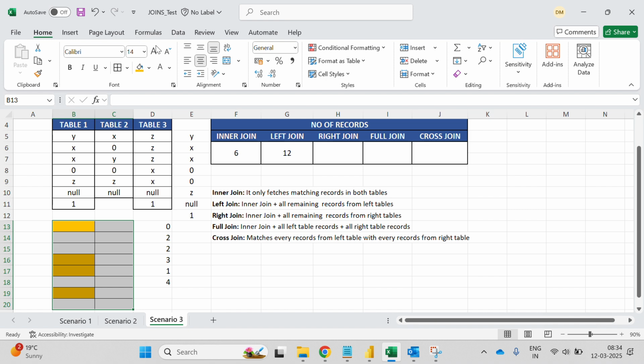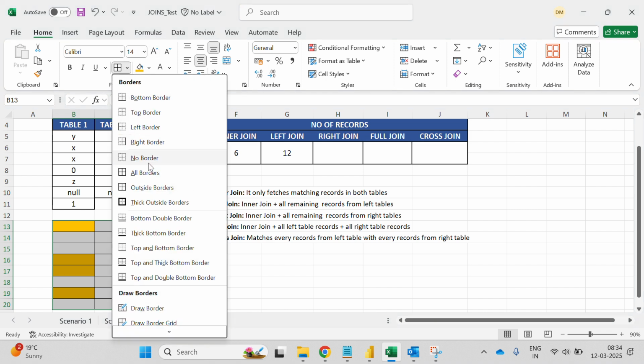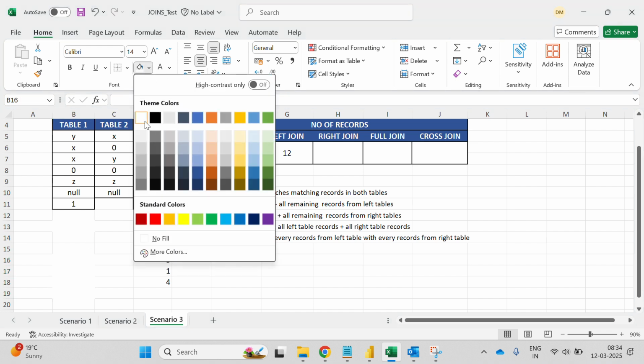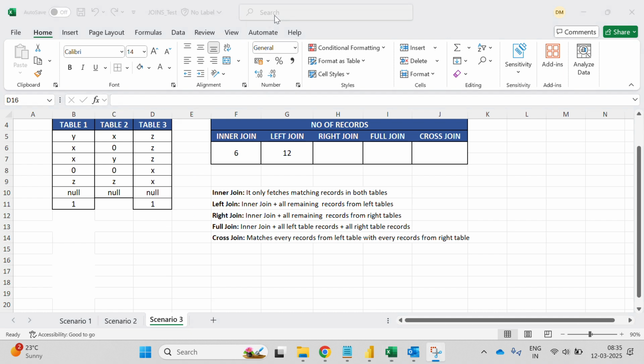Cut like this only, and this has no border, as it is. We can delete this, or put this first, delete this, okay. So now we will check for the right join. So you know that firstly we check the right join for the 2 tables. So right join means inner join plus all remaining records from the right table only.